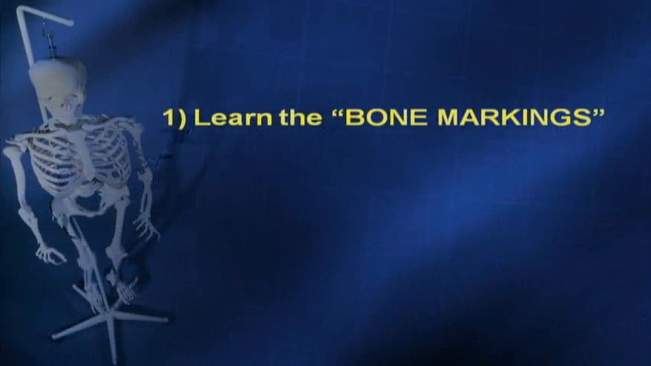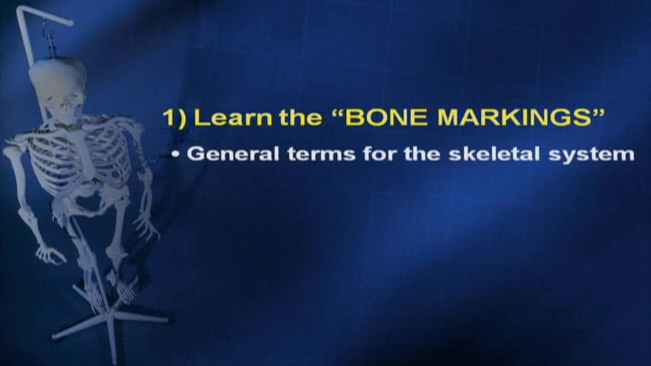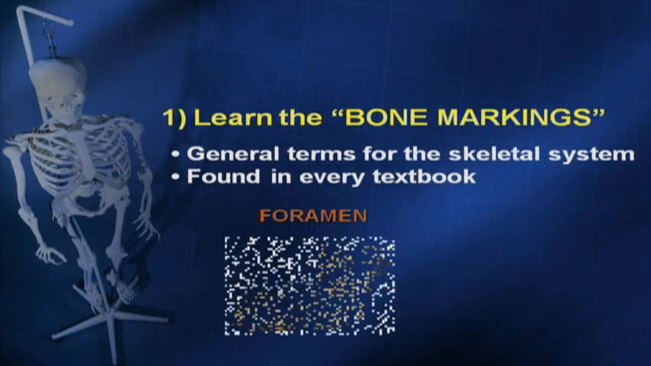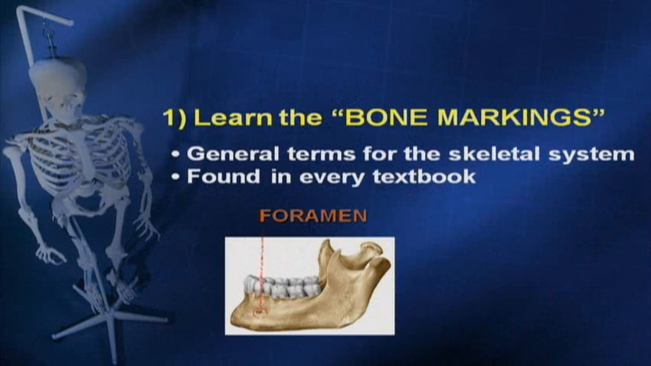First of all, learn the bone markings. What are we really referring to? If you actually look at any textbook, they're going to have a set of terms that apply to all parts of the skeletal system. And these are found again in pretty much any textbook. You'll see a table, and they'll typically be called bone markings. Let me give an example of one of the common terms that you would see. One of them is called a foramen. And a foramen simply refers to a hole through which a blood vessel or a nerve passes.